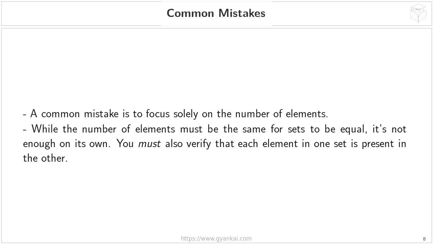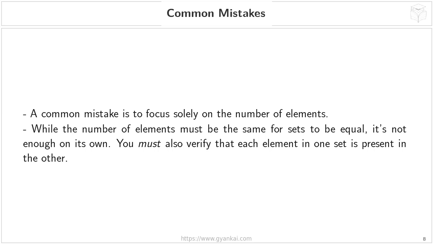While the number of elements must be the same for sets to be equal, it's not enough on its own. This is reinforcing that point. Think of it like a checklist. Having the same number of elements is the first thing to check, but it's not the only thing. If the counts don't match, you immediately know the sets aren't equal, like we saw with sets C and D, but if the counts do match, you're not done yet. You must also verify that each element in one set is present in the other.